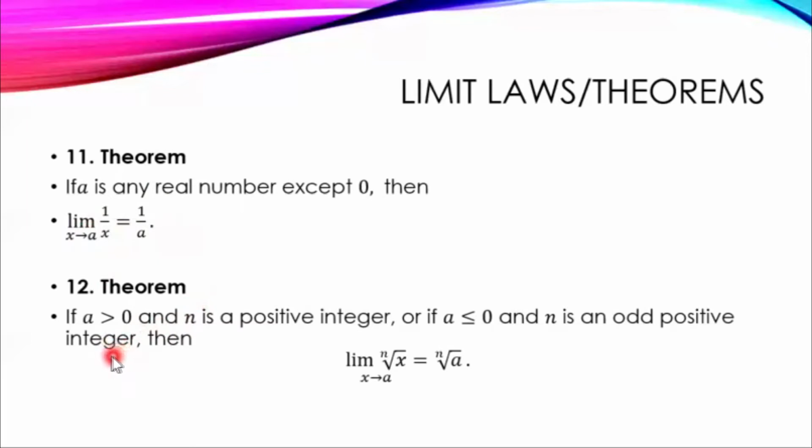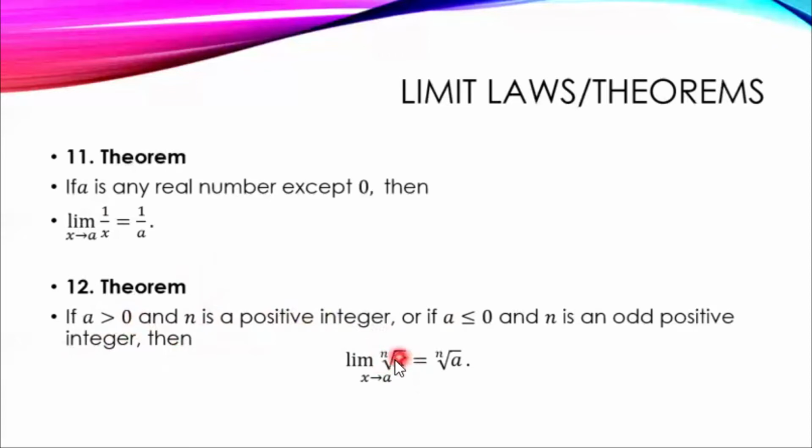For number 12, if a is positive and n is a positive integer, or if a is less than or equal to 0 and n is an odd positive integer, then this one is true. We also discussed this one, but without conditions. In theorem 12, we just make it clear by adding some conditions for when a is negative and when a is positive. If a is positive, n must be a positive integer.